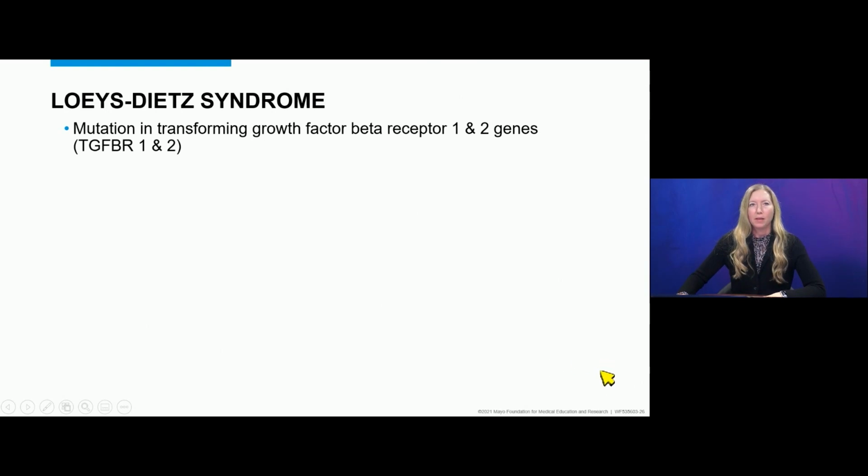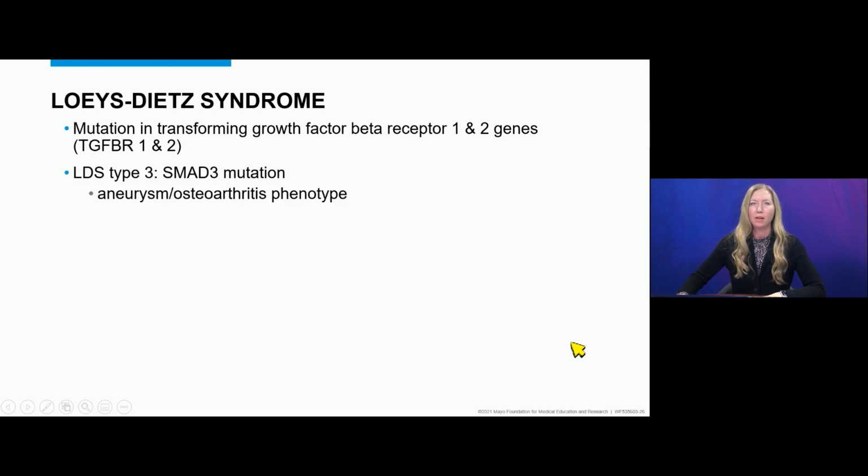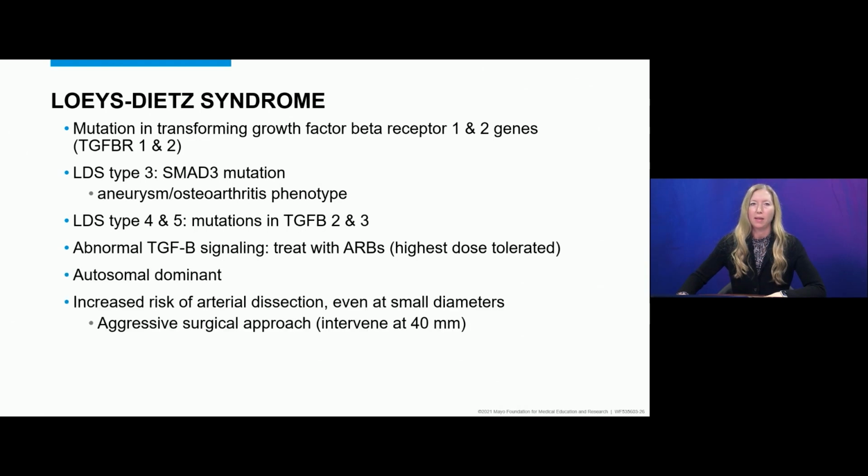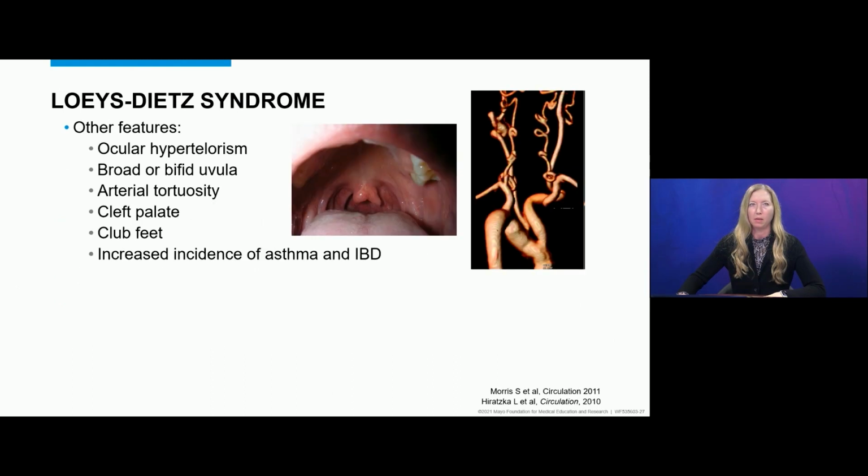So now let's talk about some of the other disorders. Loeys-Dietz syndrome has a variety of different mutations. The first one described was the TGF-BR1 and 2 mutations. There's also type 3, which is a SMAD3 mutation. These patients get accelerated arthritis. There's type 4 and type 5. The basic premise of all of these is abnormal TGF-beta signaling. So we treat all of these patients with ARBs, aiming for the highest dose they can tolerate. Again, these are dominant conditions, and these patients have a really increased risk of dissection even at small diameters, so we refer for surgery at a diameter of 40 millimeters.